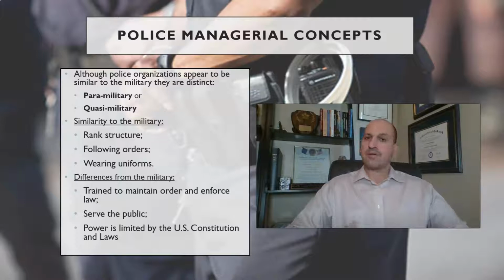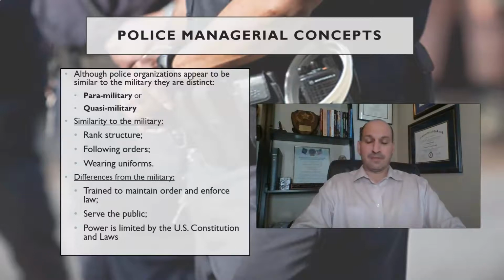So paramilitary organizations like police departments follow a rank structure. You have to follow orders, wear uniforms. There's a very strict adherence to chain of command, which I'll talk to you about in just a second. And that's very similar to the military because police departments are modeled after the military. When you think about Robert Peel, that was the ideal. But they're different from the military in more ways than they are similar.